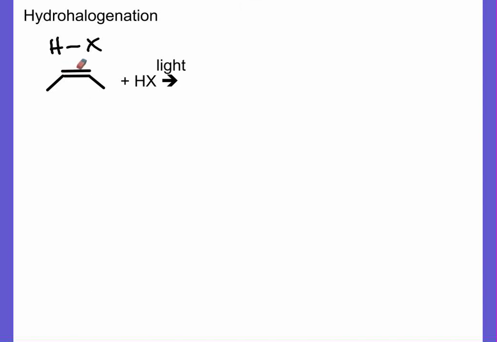Break that bond. Break this bond. Connect to either side. This was a symmetrical reactant, so it really doesn't matter which side I add that halogen to, it's going to be the same either way. But again, we have Markovnikov's rule that could come into play.